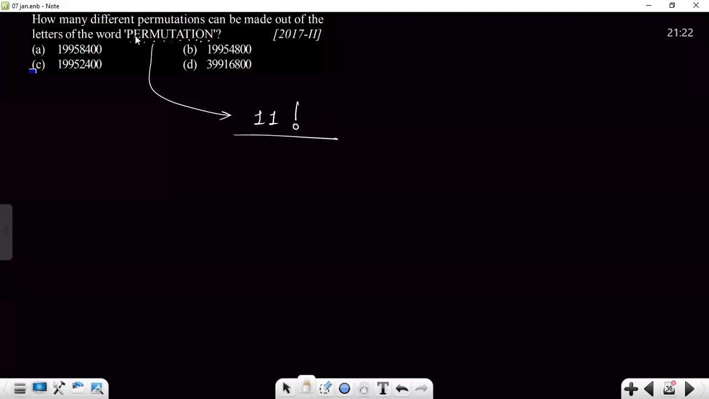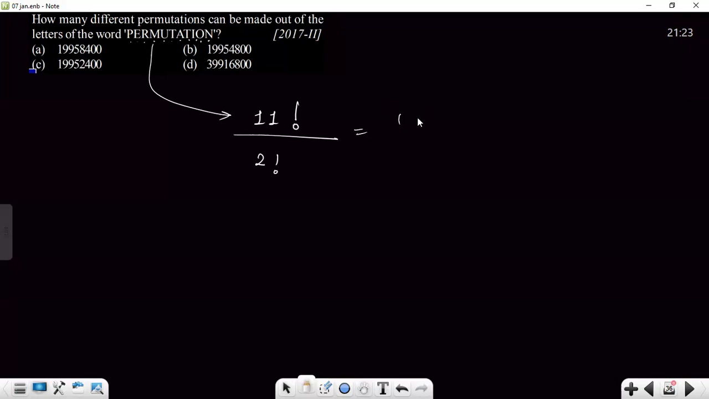Is there any repetition? Is P getting repeated? No. Is E getting repeated? No. Is R getting repeated? No. Is M getting repeated? No. Is U getting repeated? No. Is T getting repeated? Yes. How many times? Twice. So we'll divide it by 2 factorial. Is A getting repeated? No. Is T? Yes, we have already talked about it. Is I getting repeated? No. Is O getting repeated? No. Is N? No. 11 factorial by 2 factorial should be our answer.